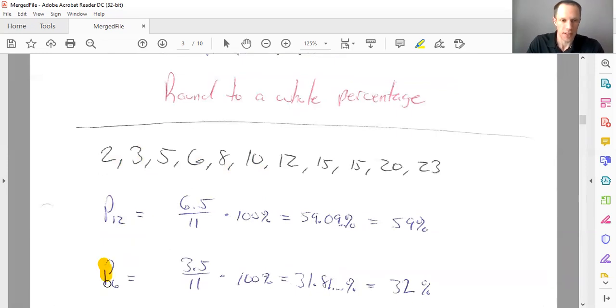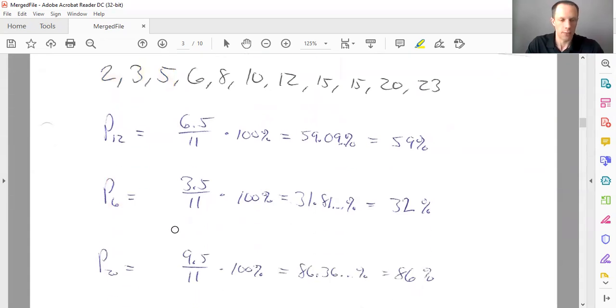If I wanted the percentile for the number 6, I would just count here. 3 numbers are less than the number 6. Add 0.5 to that to get 3.5, and then divide that by 11. Multiply by 100%, that should give me 31.81. And again, I think the 8181 goes on forever. Round that to a whole number percentage. The 8 would bump this up to 32%.